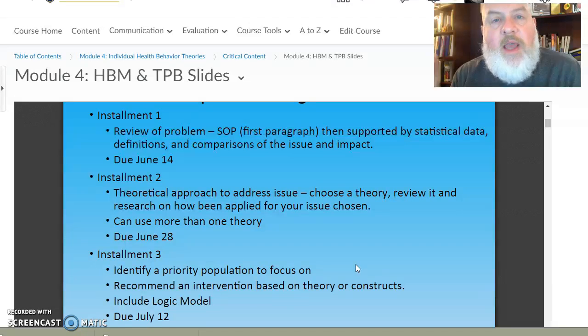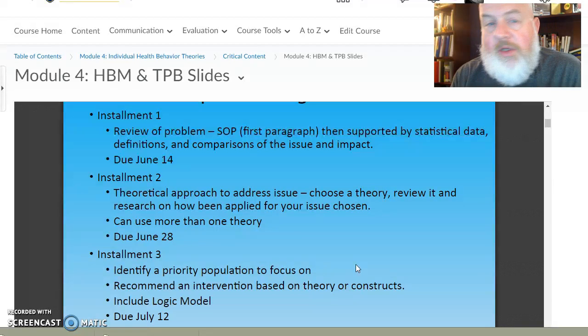But you would want to see how this theory is used in a similar way, maybe for a different population, maybe for a different health event occurrence. And you can use more than one theory. But what you're really going to be doing this second installment is introducing us to the theory or theories. You're going to tell us the basics about that. So in your own words, don't rely heavily on quotes for this, but tell us in your own words the basics about this theory. Give us some examples through research of how it's been used in the past.